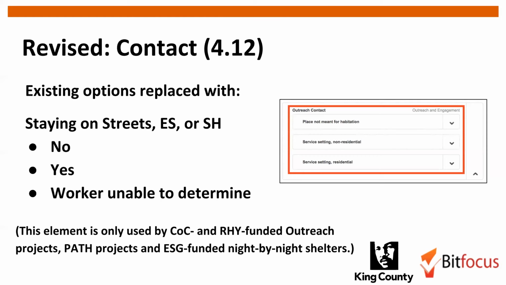You may or may not enter contacts for your programs depending on the type of program. This element is really only used by outreach programs, including PATH projects, and then ESG-funded night-by-night shelters. So if you are not representing one of those projects, you may not use this contact element, but if you are, then you'll see this change when the data standards go into effect, and you'll enter it when you're entering services for your clients.